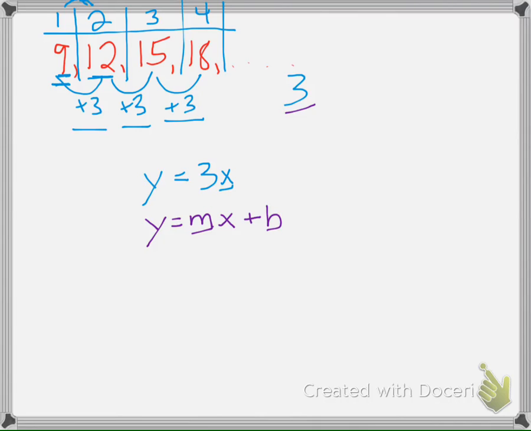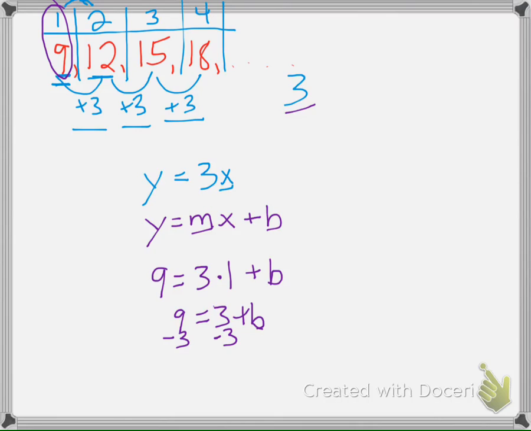And I can use any x and y. I can use 1 and 9, or I could use 2 and 12, or 3 and 15, and I can plug those in. If y is 9, my slope is 3, x is 1, plus b, I have to figure out what else I need to do besides multiplying by 3. So 9 equals 3 plus b, and then subtract 3. And so my b value would be 6. So my equation is y equals 3x plus 6.